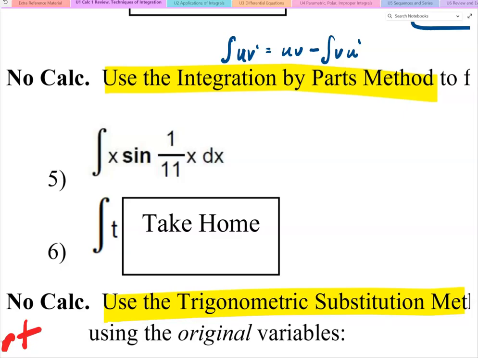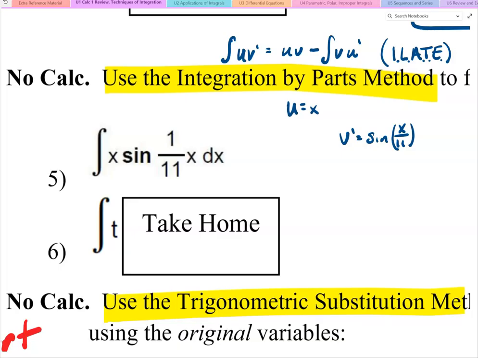So for this case, I'm going to let u be equal to x, and I'm going to let v prime be equal to sine of 1 over 11x. I'm just going to call that x over 11 here. In case you forgot, there was that acronym ILATE, or LIATE is the way it's sometimes written online: inverse trig functions, logarithms, algebraic, trigonometry, and exponentials. Those are the order of types of problems that I would consider for my u value.